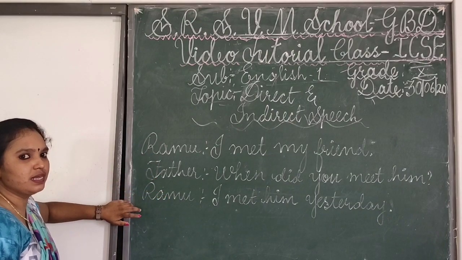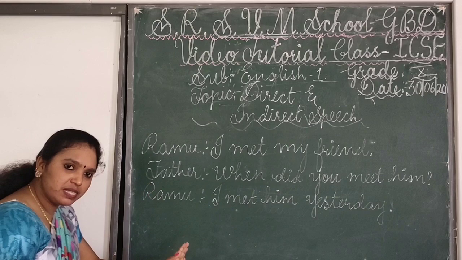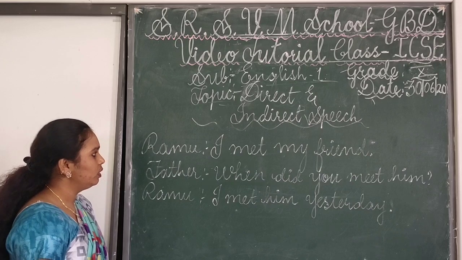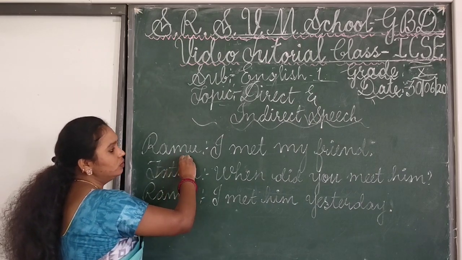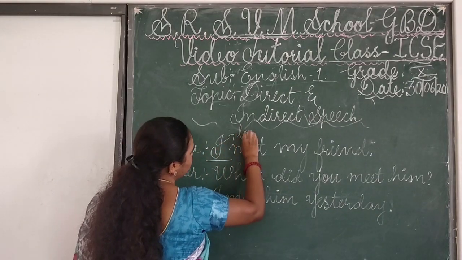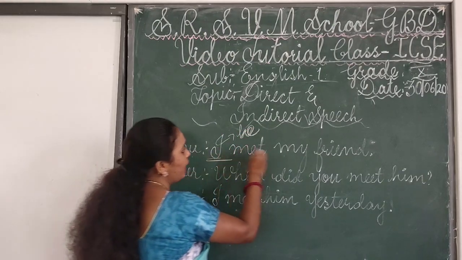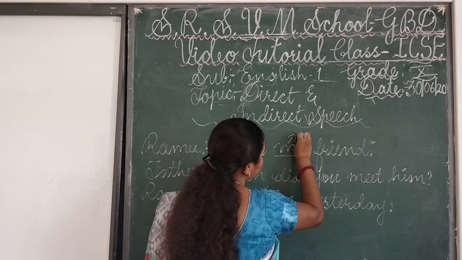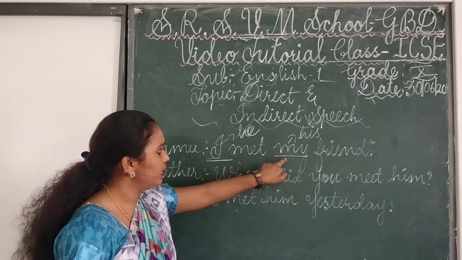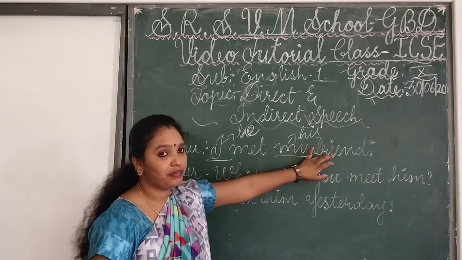Now you are the third person. Okay, the first person and second person are completely finished. Now you are the third person, one who heard the conversation and is going to report it to somebody. How will you report it? Yes. Ramu said that he met his friend. Instead of "I", you will write "he". Instead of "my", "his", because Ramu is a boy, a male gender. So he met his friend. Clear? Ramu said that he met his friend.